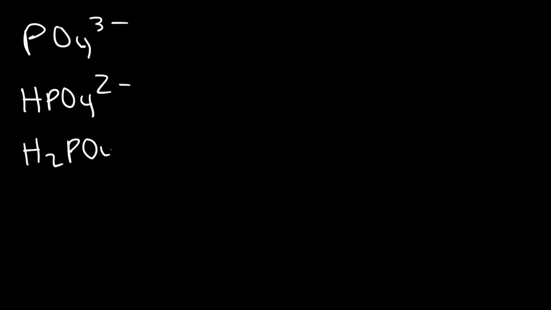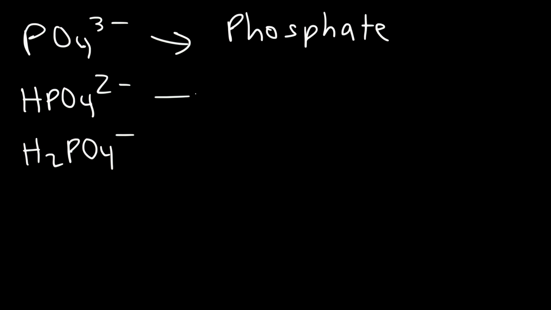Now what about this one? PO4 3 minus, HPO4 2 minus, and H2PO4 minus. We know that PO4 3 minus is called phosphate. So what is HPO4 2 minus? This is known as hydrogen phosphate.